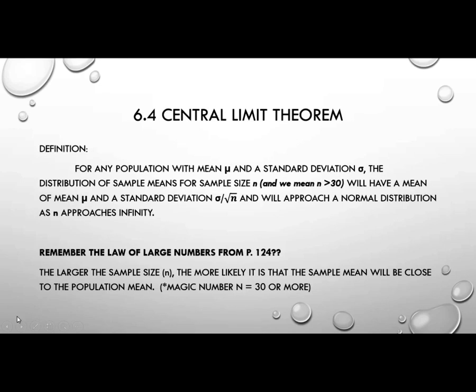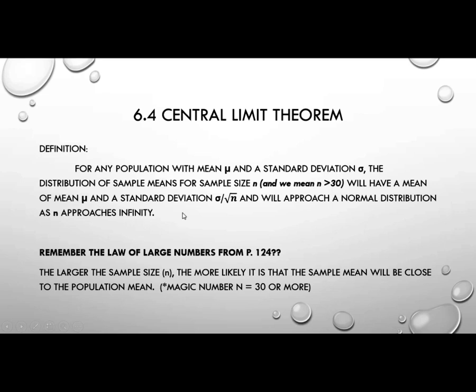So, central limit theorem. The theorem states that for any population with a mean of mu and a standard deviation of sigma, the distribution of sample means for sample size n, and here we mean anything bigger than 30, it's kind of the rule of thumb, 30 or larger, will have a mean of mu and a standard deviation of, look at this, sigma over the square root of the sample size, and will approach a normal distribution as n approaches infinity. What does that mean?